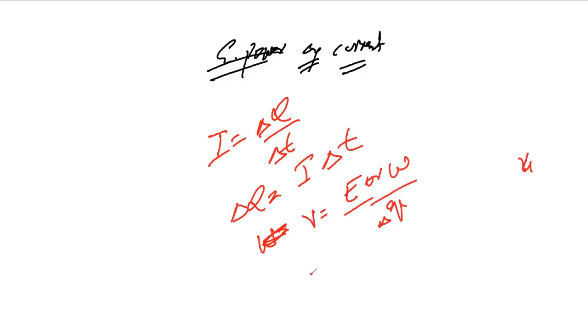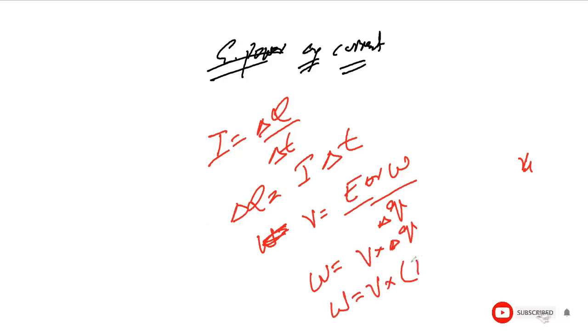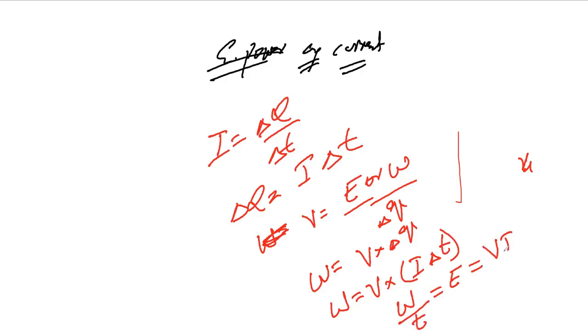Your work will be equal to V times delta Q. And your delta Q will be equal to I times delta T. So your work per unit time, as we know, is the energy, and that is equal to V times I. That is the power. So P equals IV.